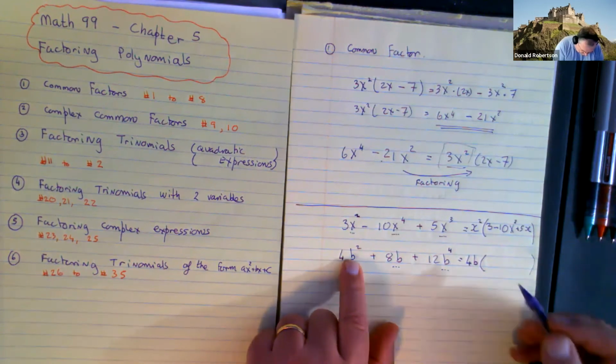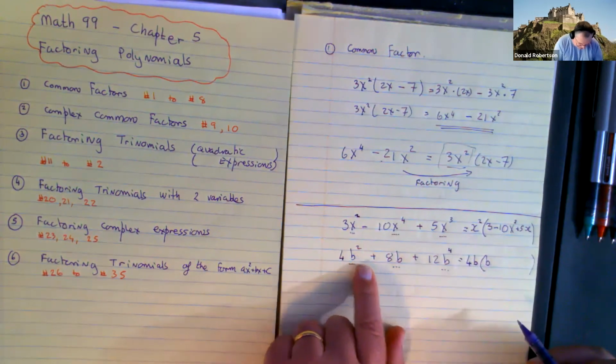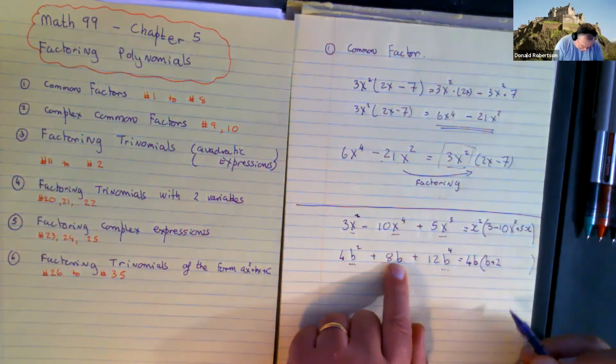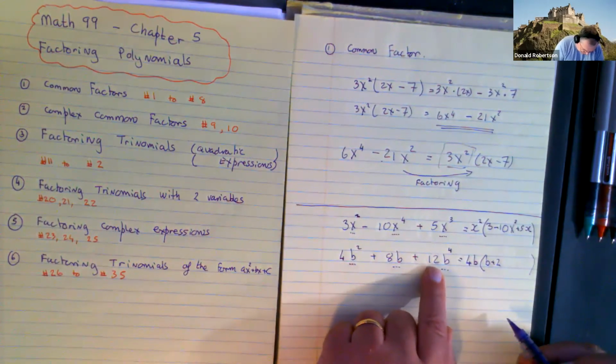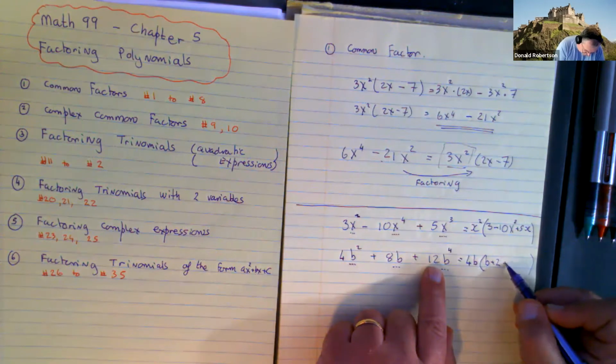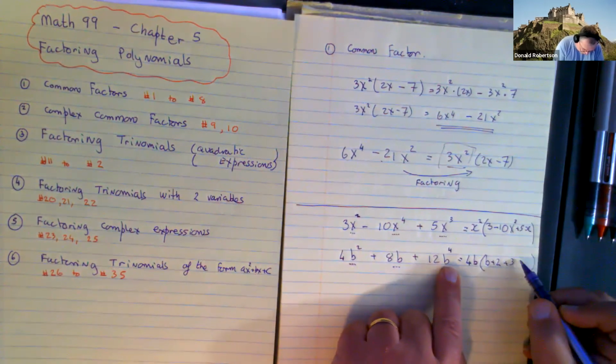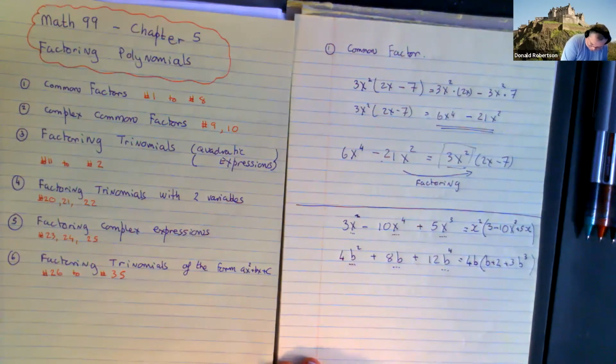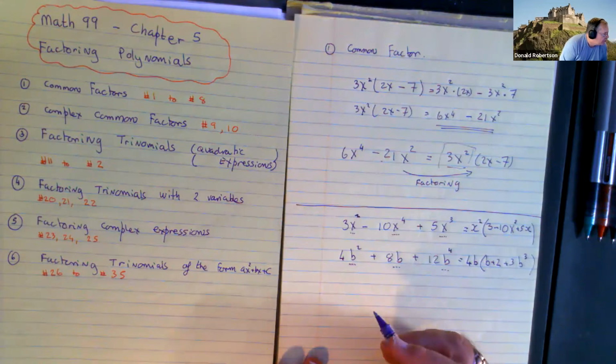4 gets used up, one of these gets used up, you're left with b. 4 into 8 gives you 2. b is totally used up, so you just get 2. And this one, 4 into that gets you 3. And use up one of these, you've got b cubed. And we have now basically factored out the common factor.